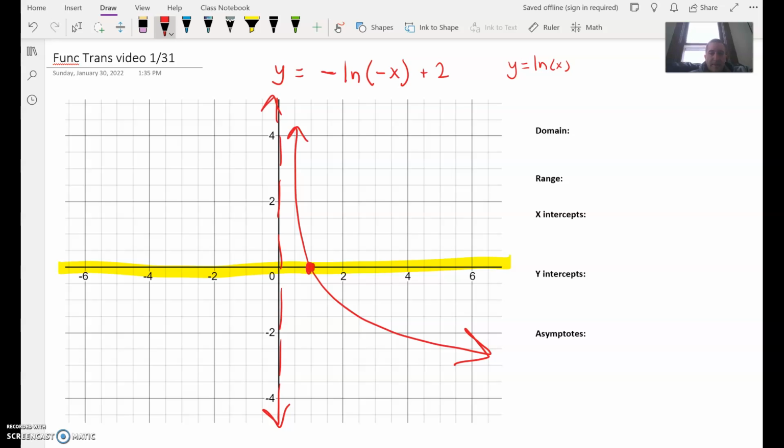Point didn't move. That takes care of this. We'll put a little blue check mark right there. Now we need to reflect it over the y-axis. This one's a little easier to see. Just imagine if we took where that graph is and we folded it over the y-axis, which I just highlighted.